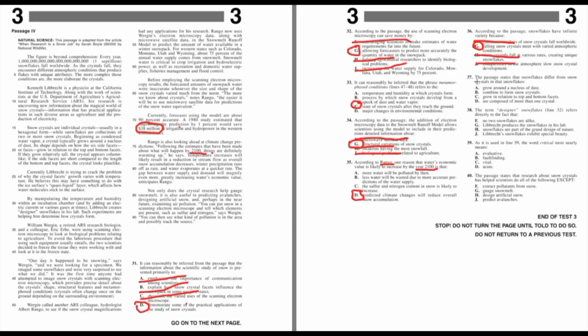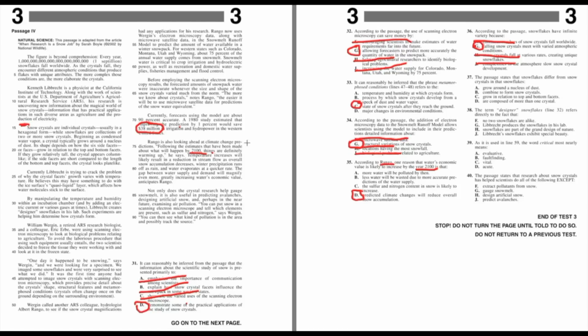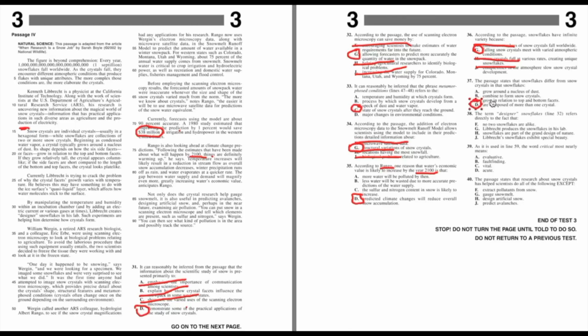Now going to 37, the passage states that snowflakes differ from snow crystals in that snowflakes, we find the answer to this in the passage right from lines 15 to 17. Right over here, snow crystals are individual crystals, usually in hexagonal form, while snowflakes are collections of 2 or more crystals. So we can see that essentially snow crystals make up snowflakes. And the only answer that makes sense and represents this idea is D.